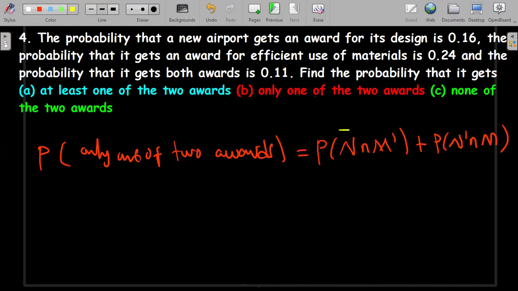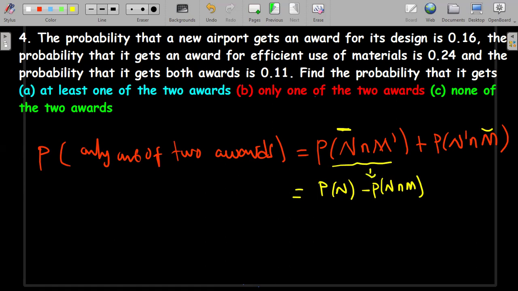So if I get the award for the design, I don't have to get the award for the effective use. And if I don't get the award for the design, it means I have to get the award for the effective use. Okay. And then what we have here was that property that I told you about. So this one here is the same as the probability of N, minus the probability of N intersection M. So only this part here is the same as this.